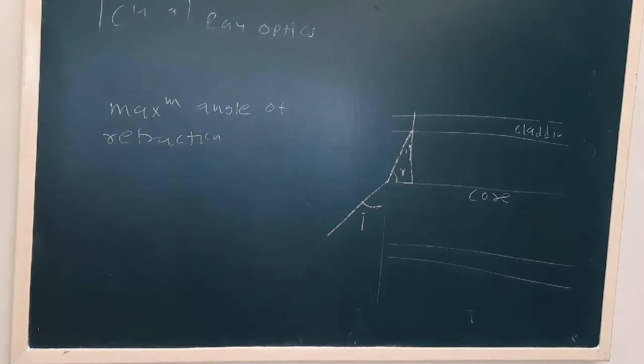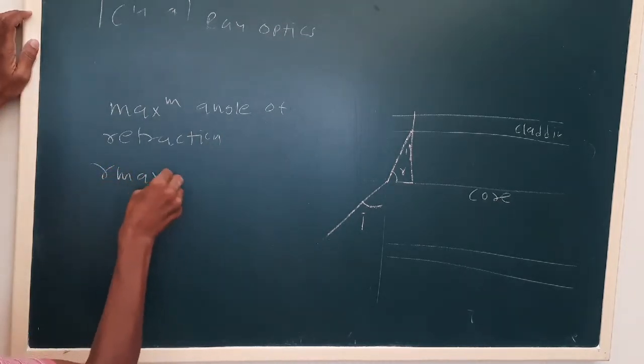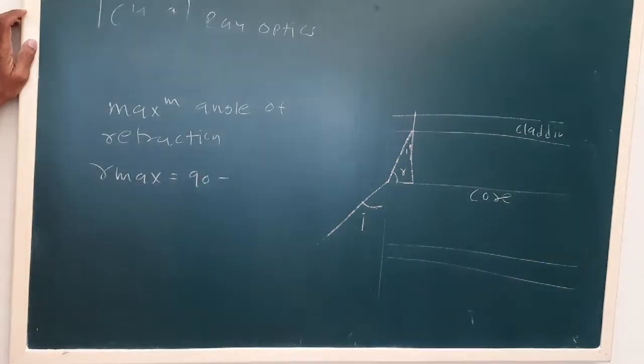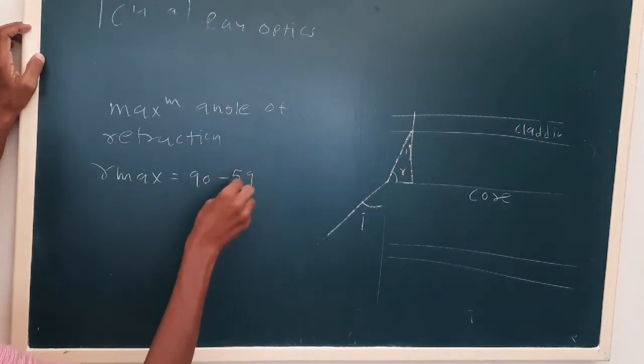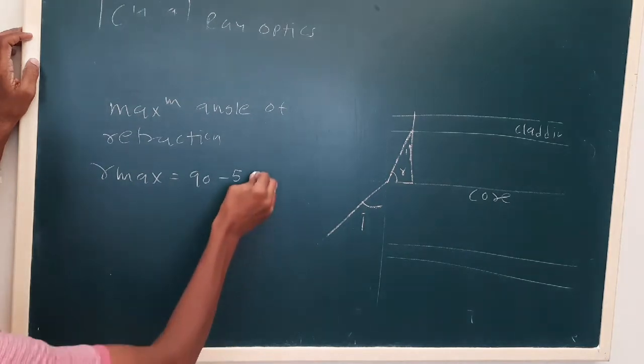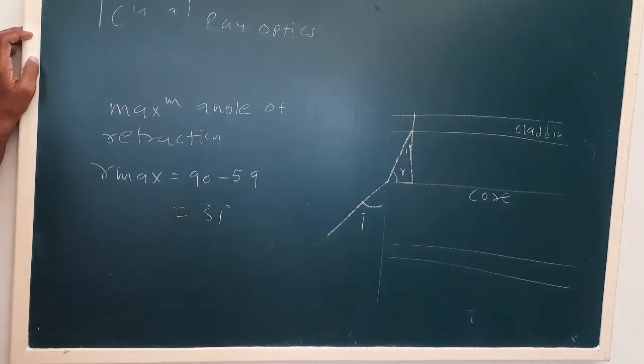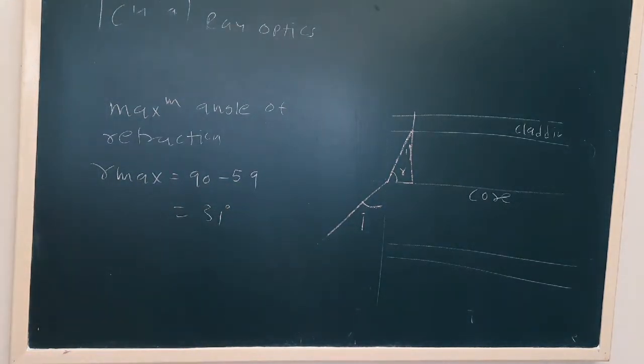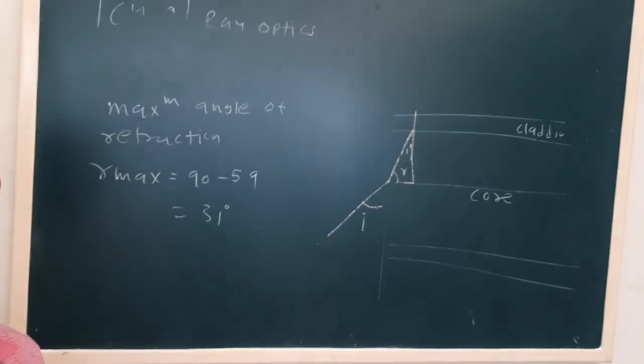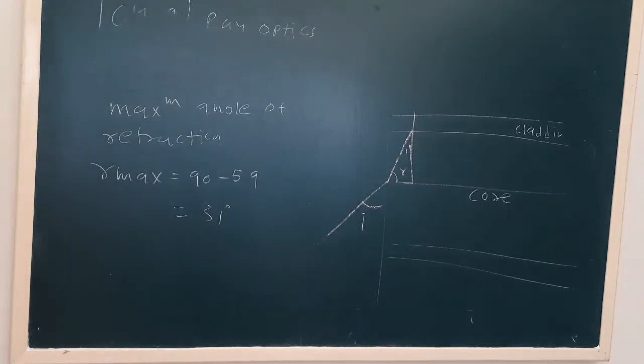That is R max, which should be 90 minus the critical angle that we have obtained. We have obtained 59, so R max will get us 31 degrees. Now this is the maximum value of the angle of refraction.